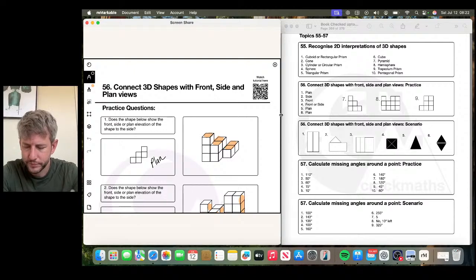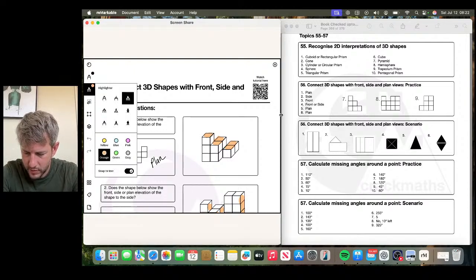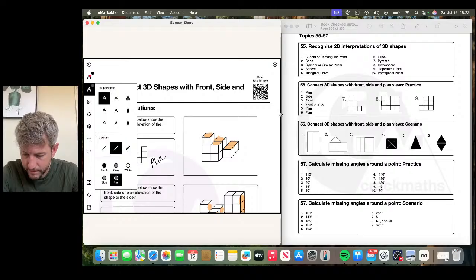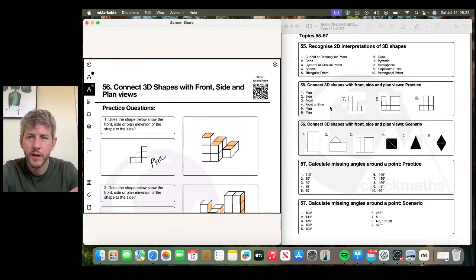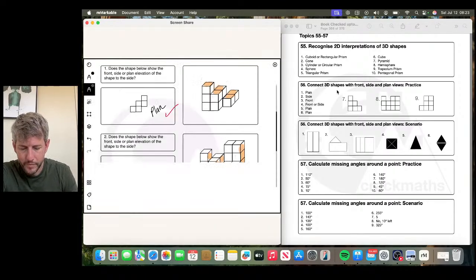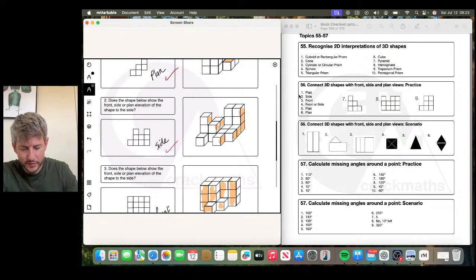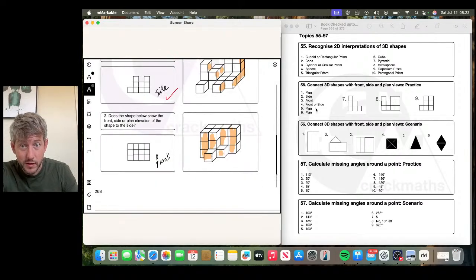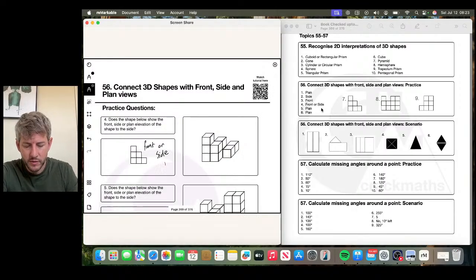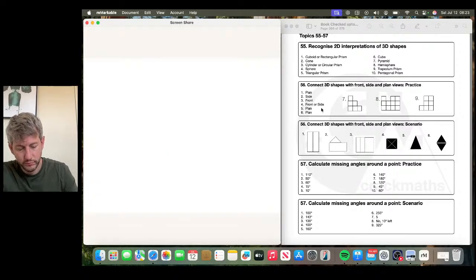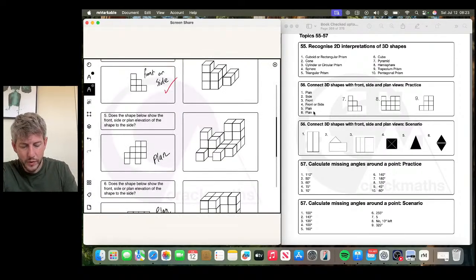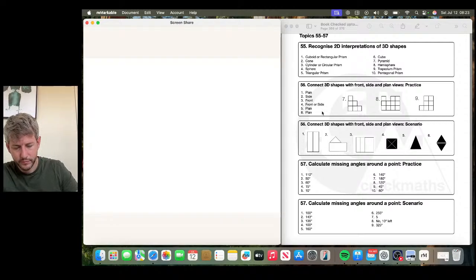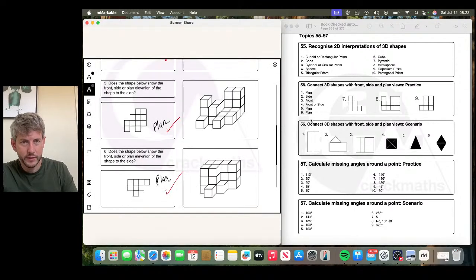Here we go. So question 1. Okay, so plan. Excellent, we agree. Side, we agree. Front, we agree. Front or side, we agree. Plan, we agree. And plan, we agree. Then let's have a look at these diagrams.